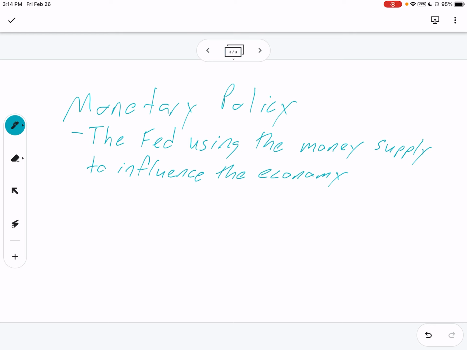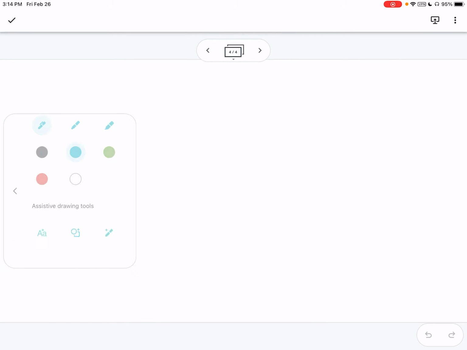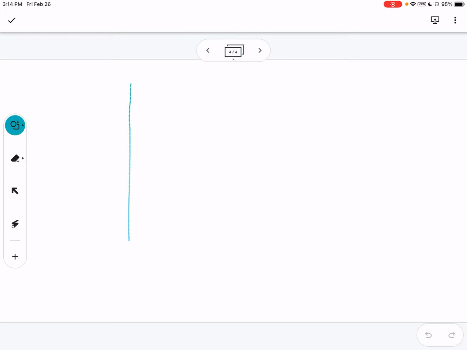Okay. So it controls the money supply, and you can use the money supply to influence how the economy is going to operate. And it will do this through monetary policy. And in order to understand what's happening here, what we need is a new graph.